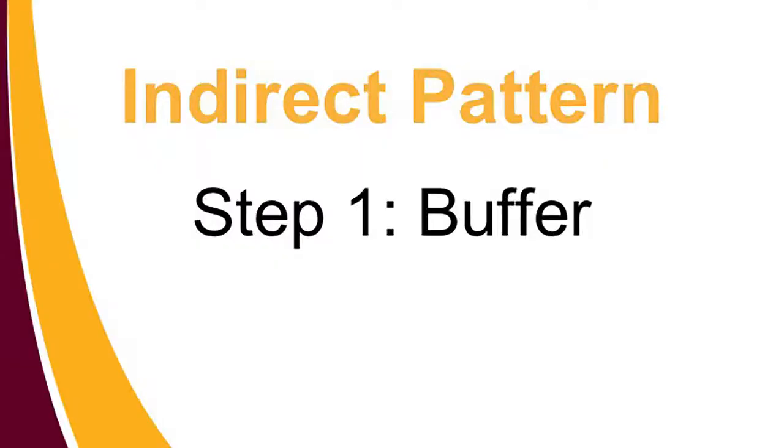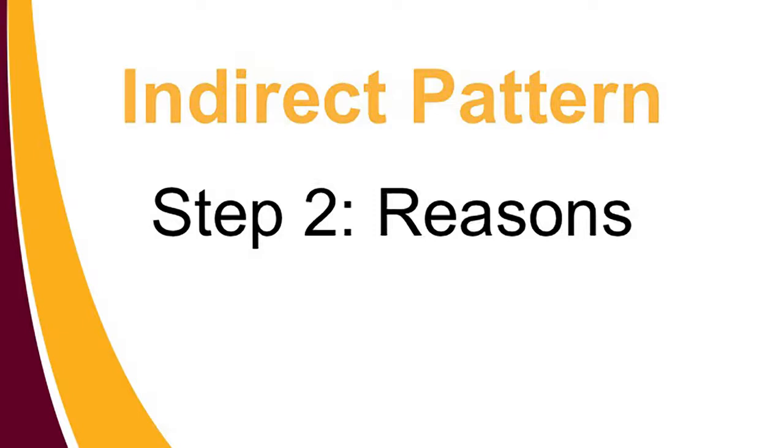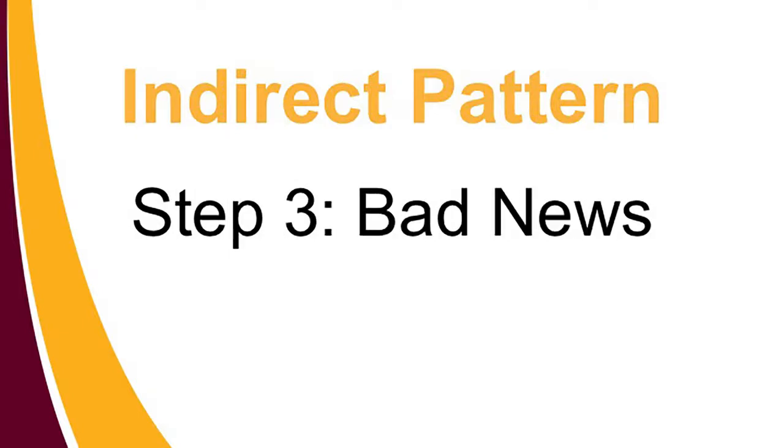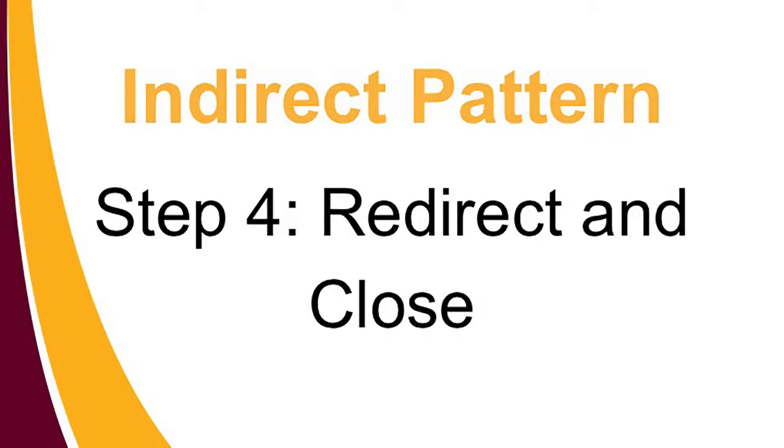This pattern is very typical in writing. Step 1, buffer. Step 2, reasons. Step 3, bad news. Step 4, redirect and close. In speaking, the indirect approach may happen more quickly, going directly from buffer to news, depending on how bad the news is. Let's take a look at how Elizabeth used buffers.